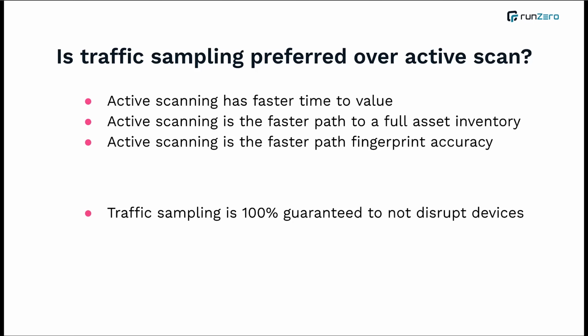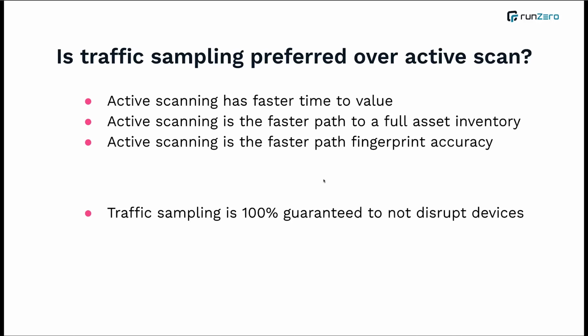Again, with OT environments, what you're looking at are factories, oil and gas pipelines, medical devices, traffic signs on the freeways, and so on and so forth. These are the environments that absolutely cannot have any downtime whatsoever. And so those organizations very much want to avoid anything that might cause an outage. And for this reason, these organizations believe that this last bullet here is more important than the first three. If they're okay with active scanning, it will give them better results.